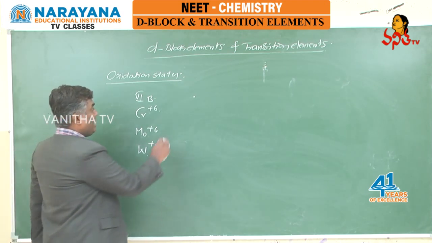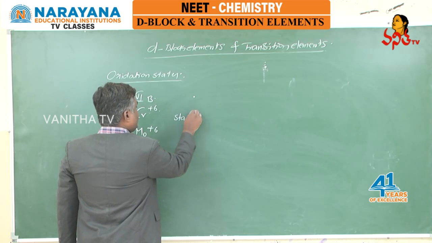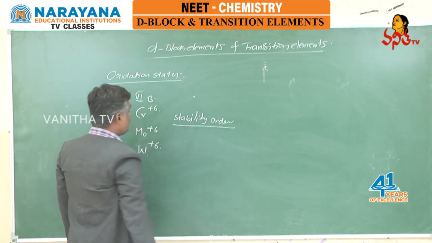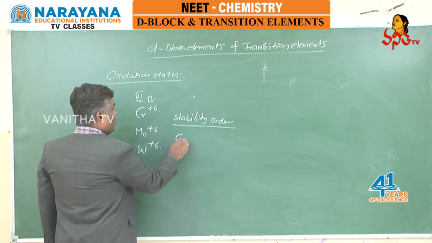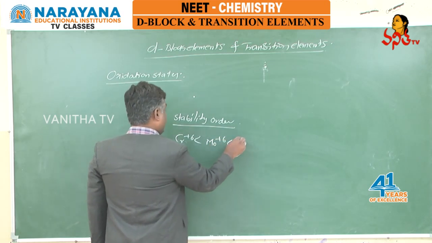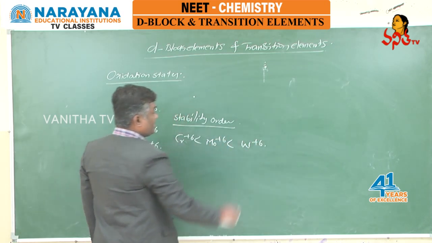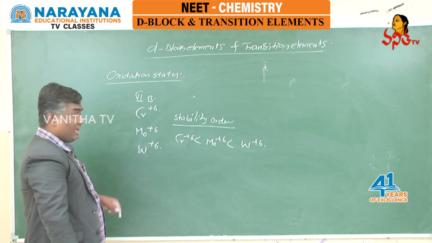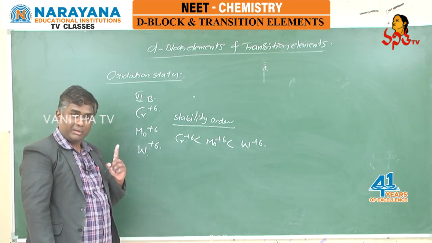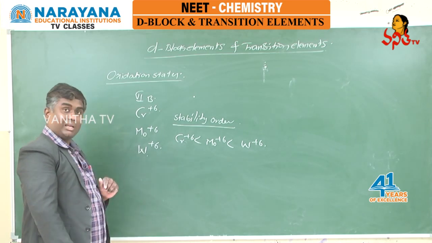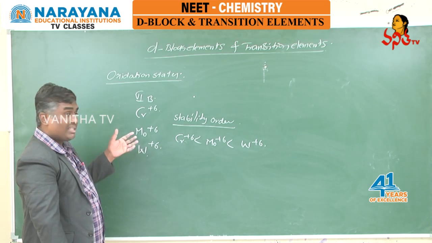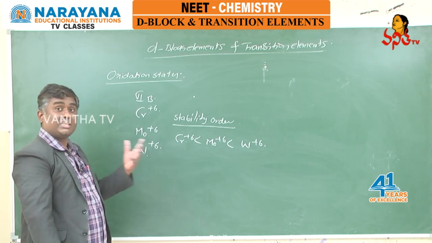And here if you discuss the stability order, students, the stability order will be chromium +6 is less than molybdenum +6, which is less than tungsten +6. It means down the group the stability of the highest oxidation state is increasing. I repeat once again, in case of D block elements, or you can say in case of transition elements, as we come down the group, the stability of the highest oxidation state is increasing.